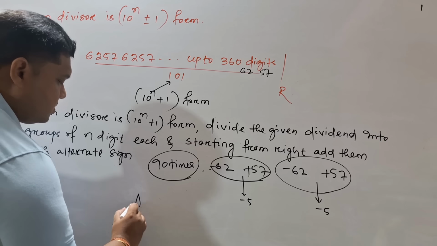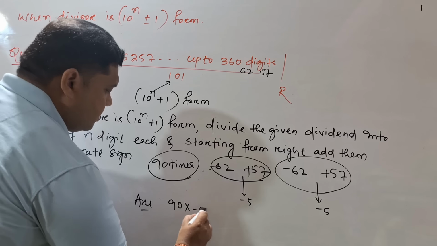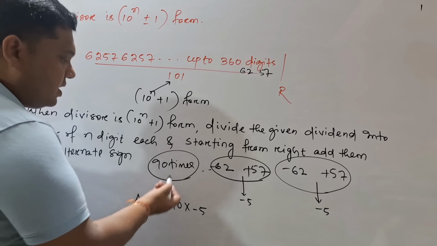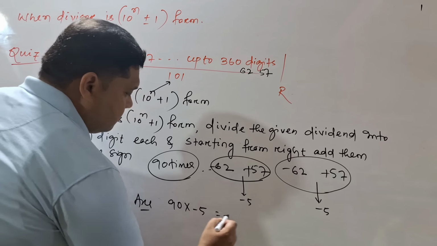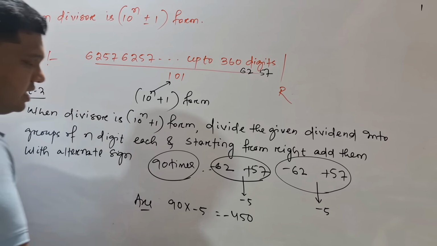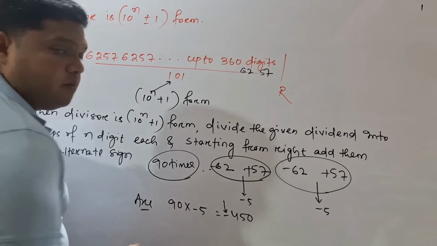So the answer for this question is what? This is equal to 90 into minus 5. 90 times I will get minus 5: minus 5, minus 5, minus 5. So 90 into minus 5 is equal to minus 450. But here the answer is negative, so leave this negative first. Forget about negative. Now magnitude wise this is 450.